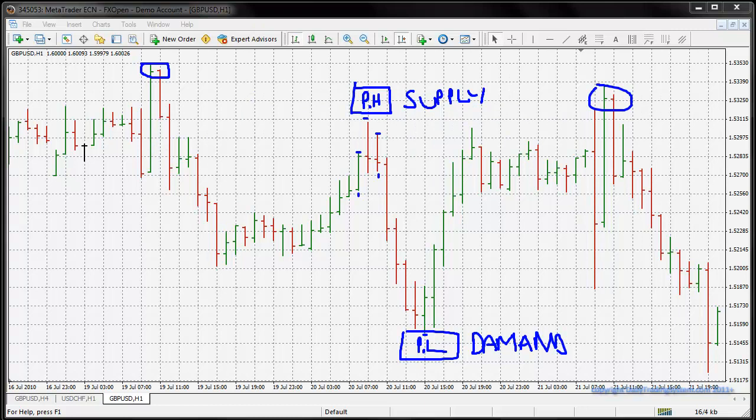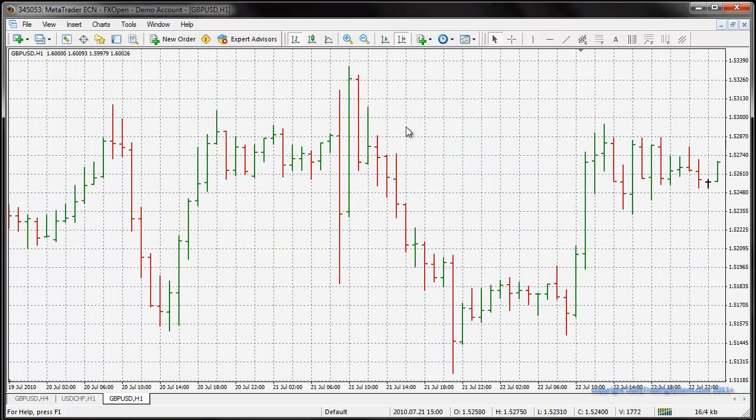So basically, that is the basics out of the way. With that in mind, I'm going to move on to the next video, and we're going to be talking about the multiple pivot line.